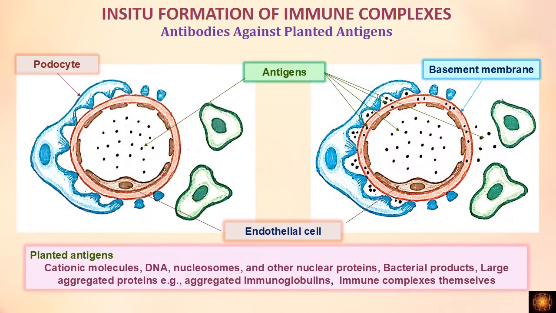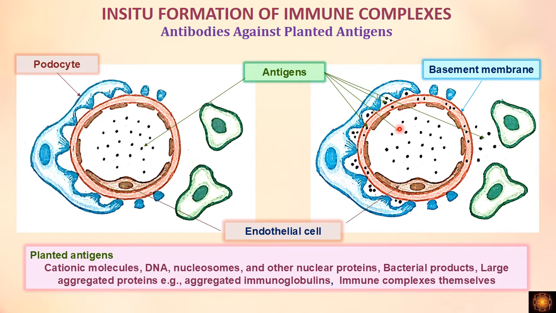This was about the fixed intrinsic tissue antigens. We have finished two things, that is the phospholipase A2 receptor antigen and the NC1 domain of type 4 collagen. The next one is the in situ formation of immune complexes, that is planted antigens. These antigens are present in the circulation. So when they are present in the circulation, when the filtration occurs, they get deposited in the basement membrane, they get deposited in the mesangium, or some of them may get deposited in the subepithelium also.